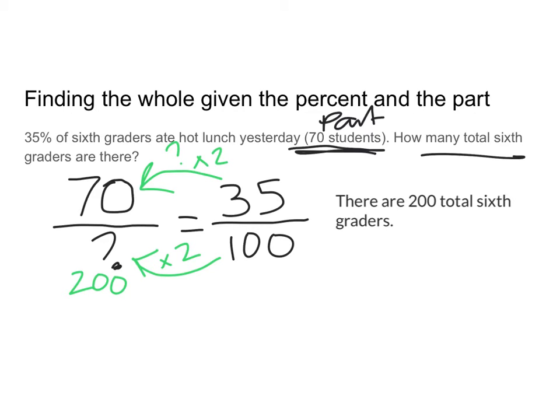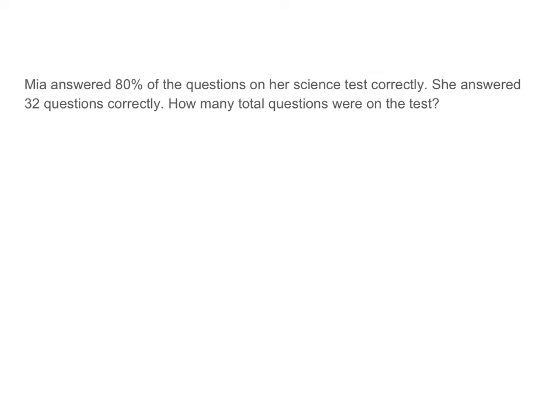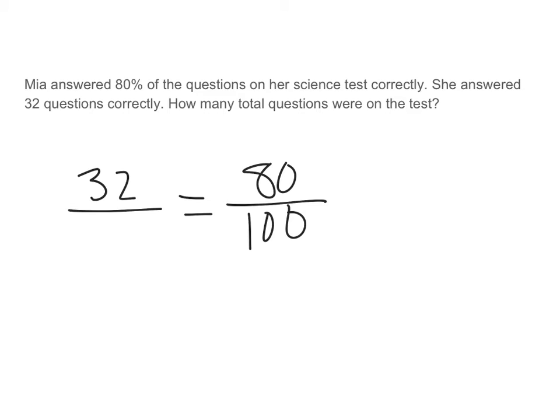Let's do another example. Let's say that Mia answered 80% of the questions on her science test correctly. She answered 32 questions correct. How many total questions were on the test? If you think you know what to do, go ahead and pause now, make a ratio, and see if you can figure this out. Did you set up your initial ratio this way? We want to make sure that 32 questions, that's the part, and we are being asked to find the whole.